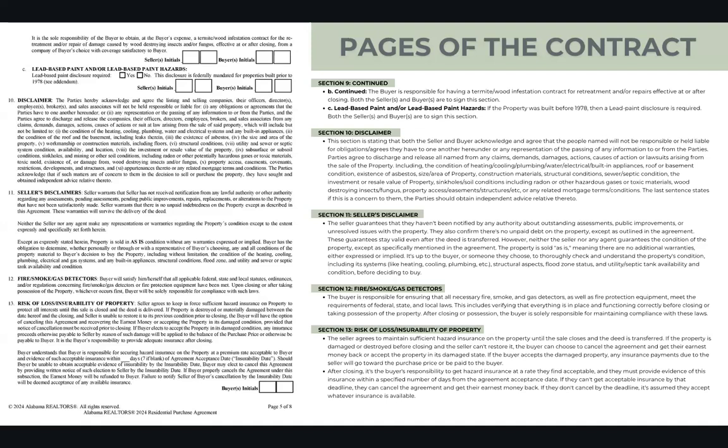Section 13 is risk of loss, insurability of property. So the seller agrees to maintain sufficient hazard insurance on the property until the sale closes and the deed is transferred. If the property is damaged or destroyed, and the seller can't resolve it, the buyer can choose to cancel the agreement and get their earnest money back, or accept the property in its damaged state.